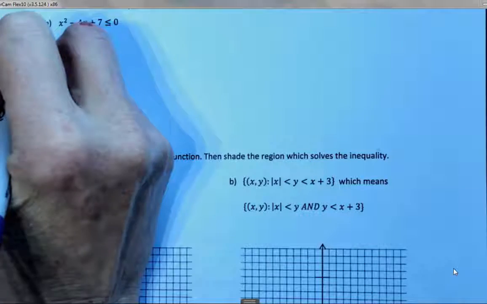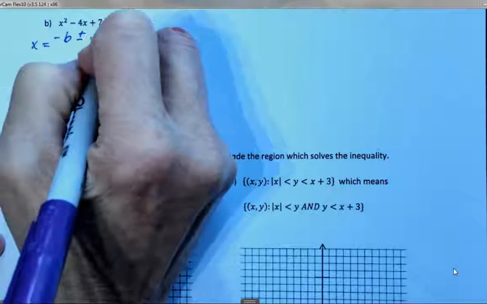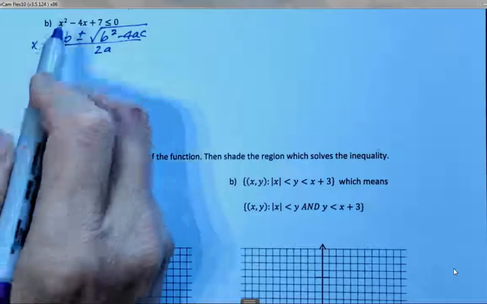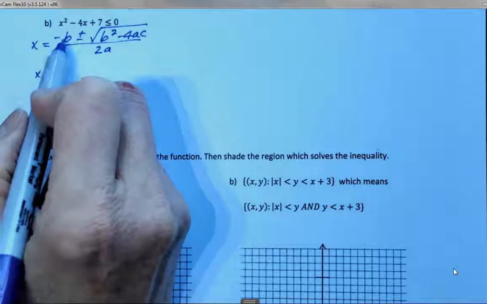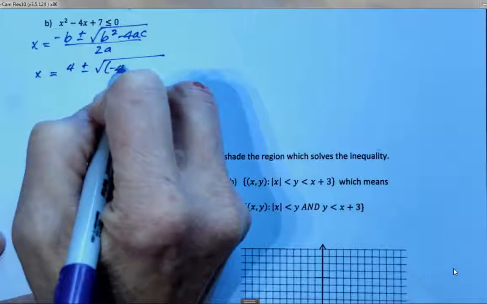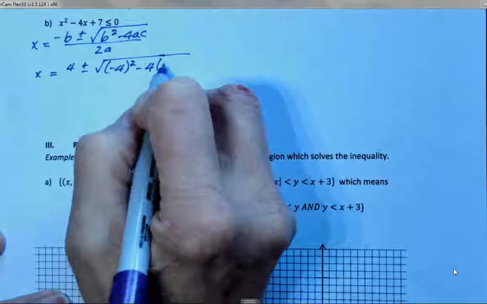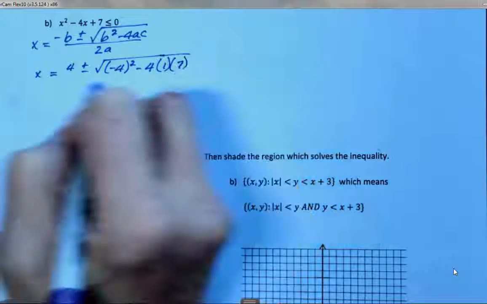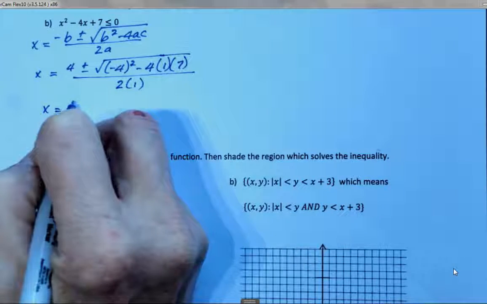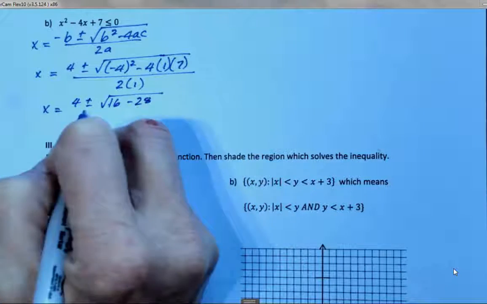And remember, the quadratic formula is x is equal to negative b plus or minus the square root of b squared minus 4ac, all over 2a. So now substituting in, x equals negative b, or the opposite of what my b is, which is 4, plus or minus the square root of negative 4 squared, minus 4 times my coefficient of x squared, 1, and the constant, which is 7. And that's all over 2 times 1. Simplifying further, 4 plus or minus the square root of 16 minus 28, over 2.